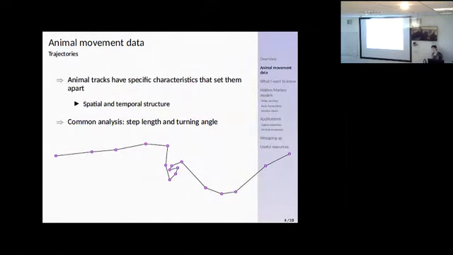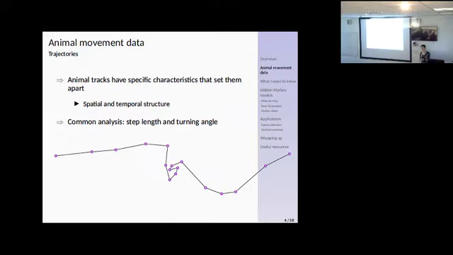But animal tracks have specific characteristics that set them apart from other types of data, in that they have a clear spatial and temporal structure. So you get locations consecutively through time, and also they form these sort of shapes that tell us something about what the animal is doing. And commonly we analyze track data using steps and turning angles if we're going to analyze using a hidden Markov model. And that's because these are measurable quantities that tell us something about the behavior of the animal.